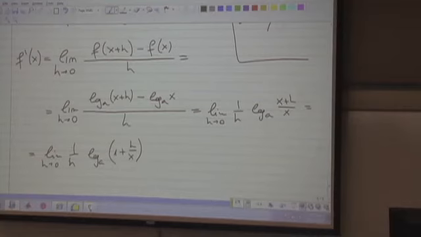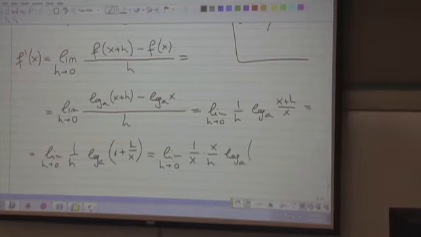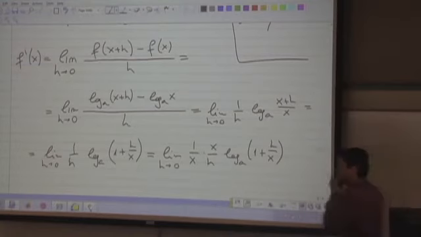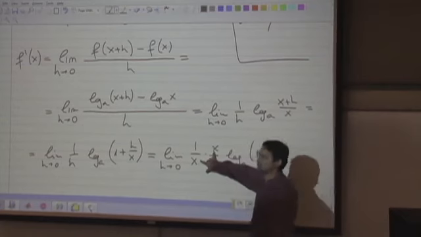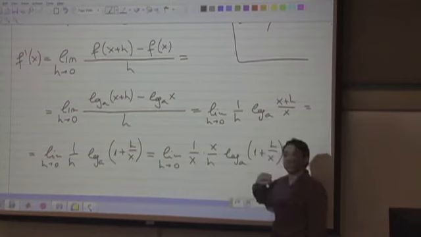Okay, now the next step is not going to become apparent until I'm actually done with this. I'm going to have 1 over x times x over h log base a of 1 plus h over x. So I multiplied and divided by an x. Okay? So far so good? No. What just happened? I multiplied and divided by an x. Yeah, why? Patience.